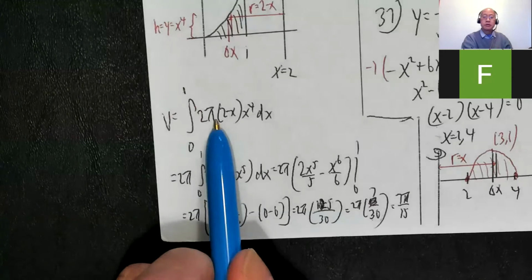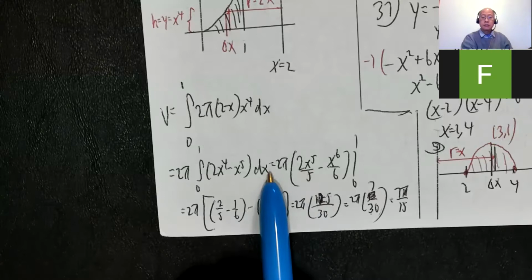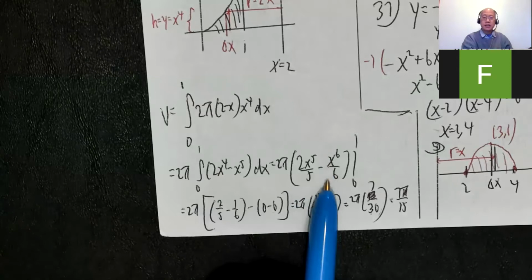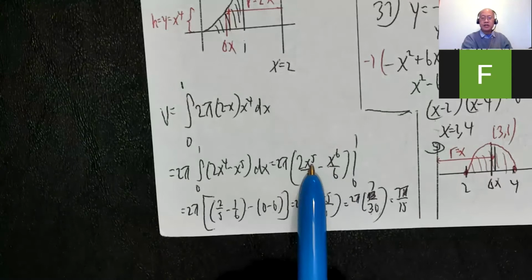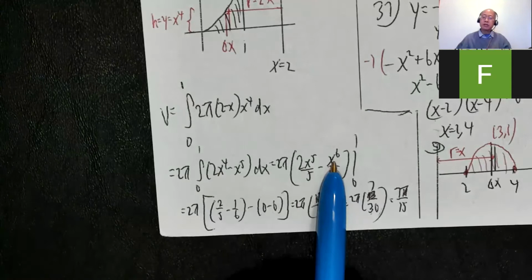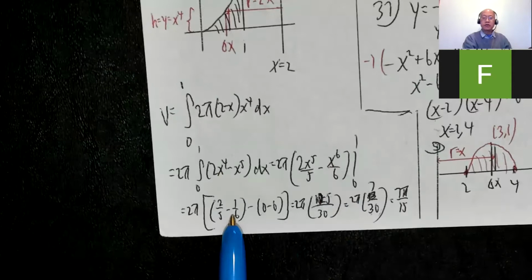Okay, take out the 2 pi. Distribute: 2x to the 4th minus x to the 5th. So 2 pi is out. 2x to the 4th becomes 2x to the 5th over 5 minus x to the 6th over 6 from 0 to 1. We like plugging in 0. 0 quite often gives me 0. And we like plugging in 1. Remember, 1 raised to anything is 1. 1 to the 5th is 1. 1 to the 6th is 1. No matter how many times you multiply 1, right? 1 to the 6th means 1 times 1 times 1 times 1 times 1. That's still 1. So I just end up with 2 fifths minus 1 sixth.